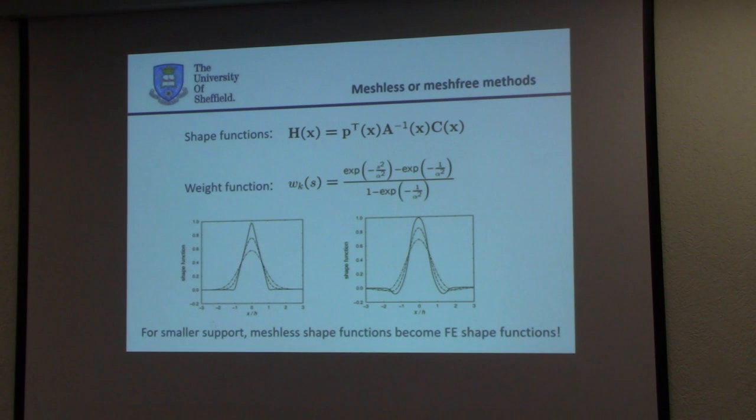But there is a relation. If you go to low order monomials, so to low order functions in this P, and to weight functions with a very small support, then you retrieve almost the finite elements. And you see it here. Here it is still a bit distributed, but here you almost already get the shape of a linear interpolation triangle.